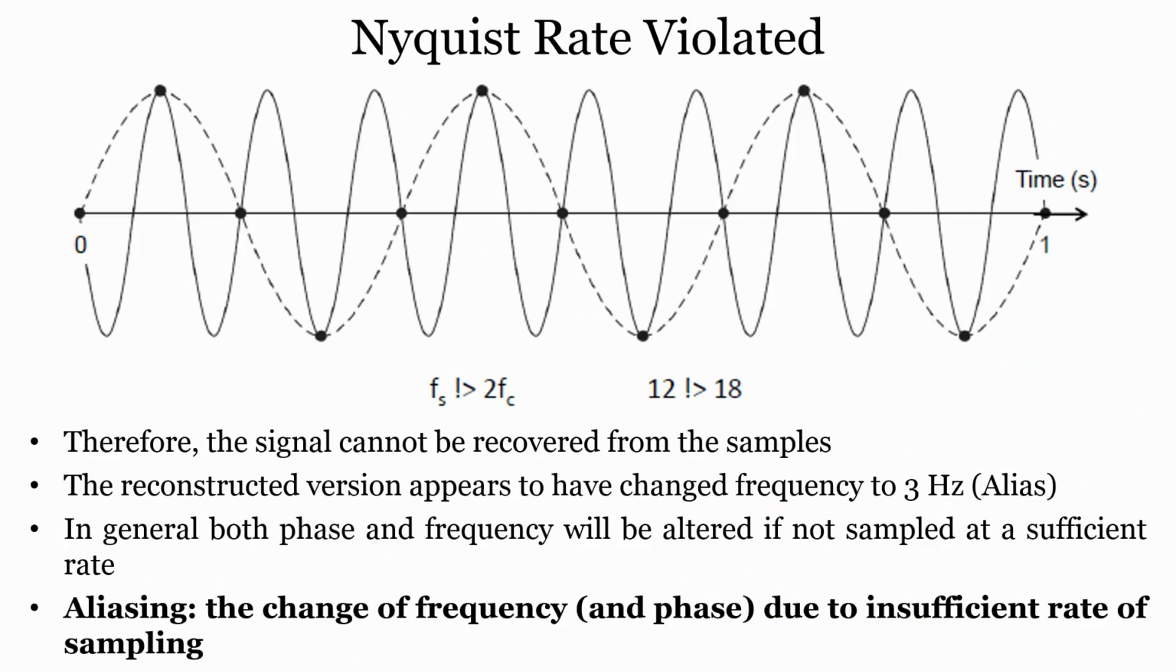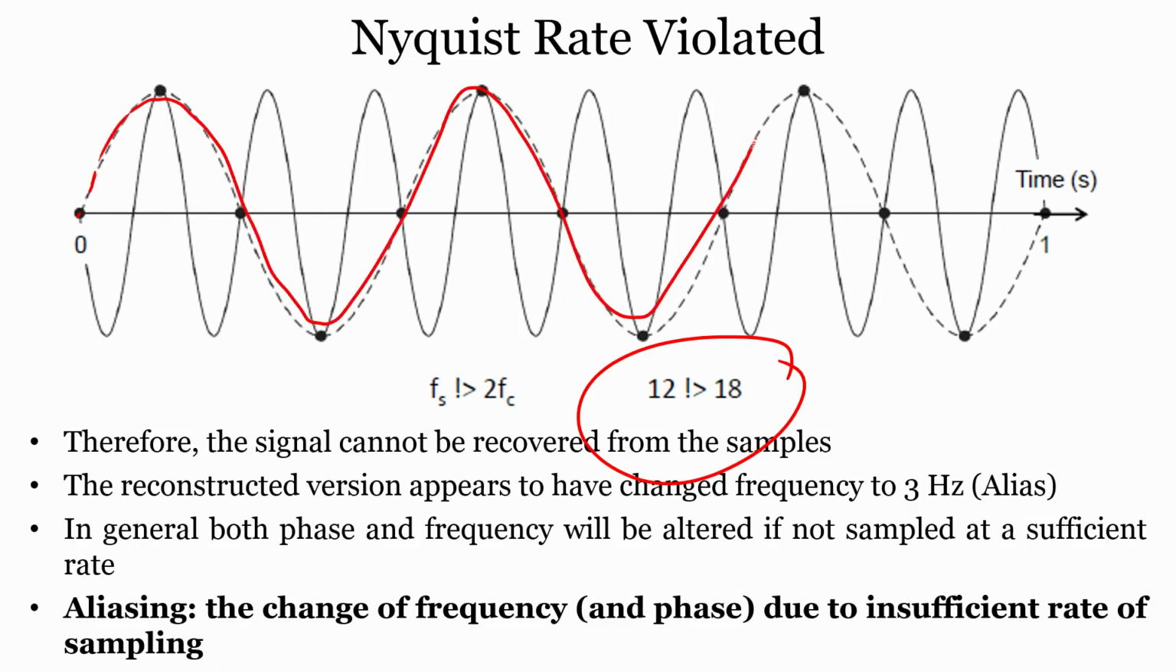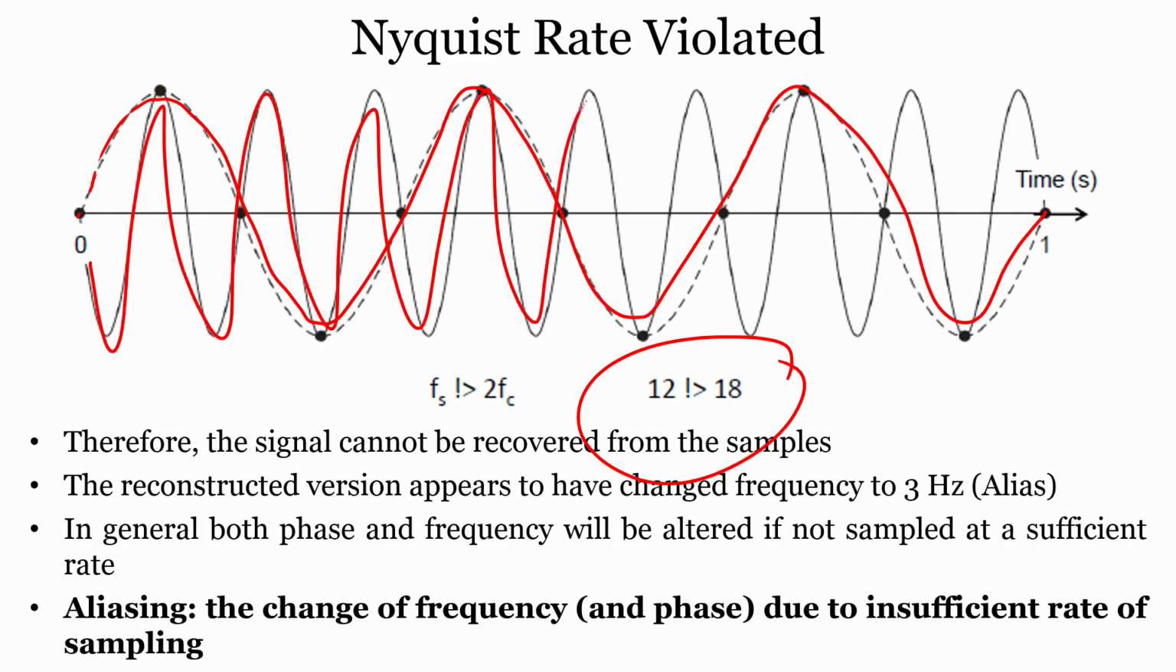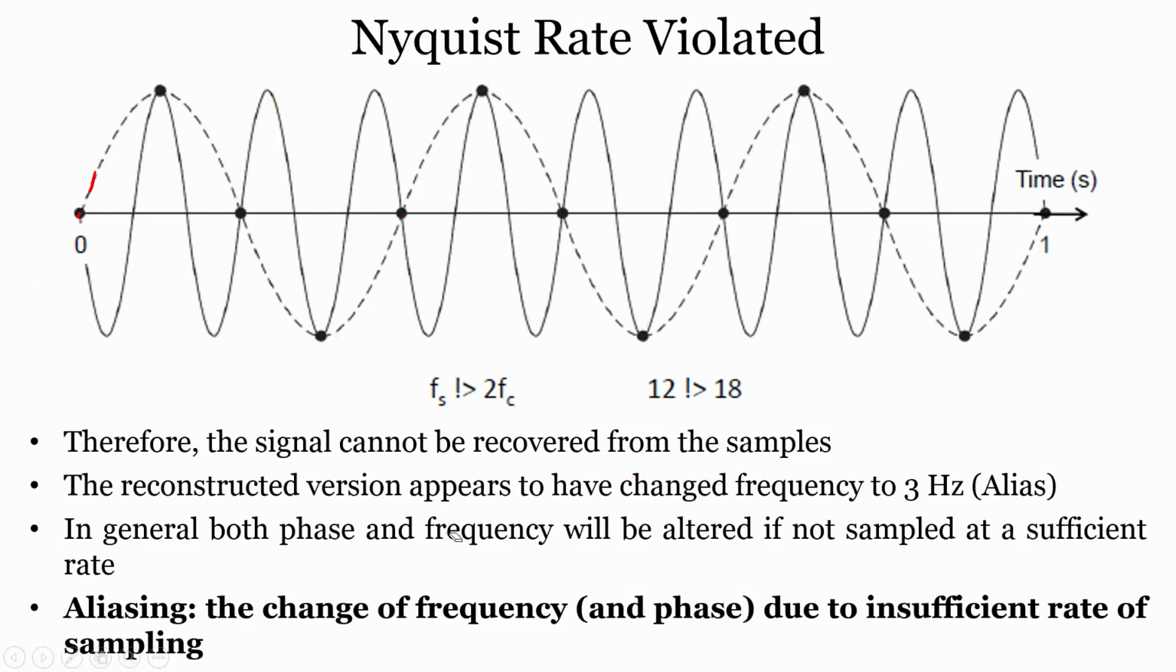Now, if I do not follow the Nyquist rate and if I violate the Nyquist rate, which is right over here, then the signal cannot be recovered from the samples. You can see very clearly how it is violating, and because of that the signal that I am reconstructing is very different from the actual signal, which is right over here, correct. So, if you do not adhere to the Nyquist rate, then you will not get the properly reconstructed signal.